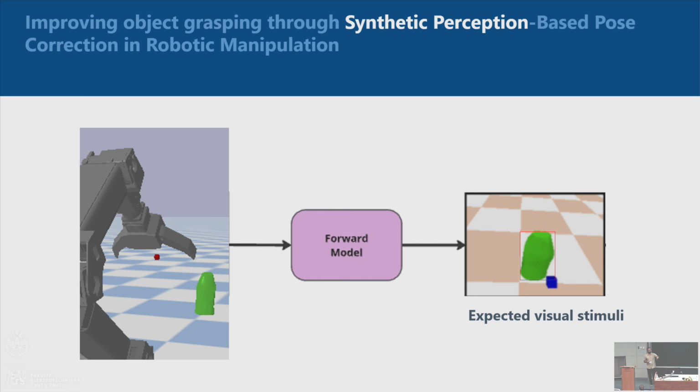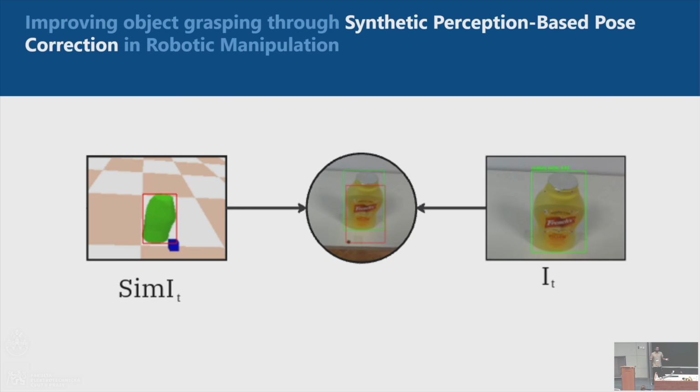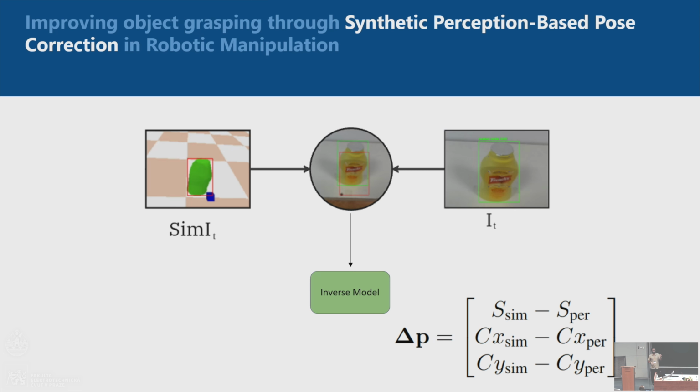And that takes the form of a bounding box. So we are abstracting quite a lot. So why do we do that? Because now we have this expected visual stimulus that we can compare with the real or perceived stimulus, and that gives us an error signal, a mismatch between these two bounding boxes, that we feed into a very simple inverse model in this case that uses the centers and the sizes of these bounding boxes and computes a delta position vector to correct the object position.